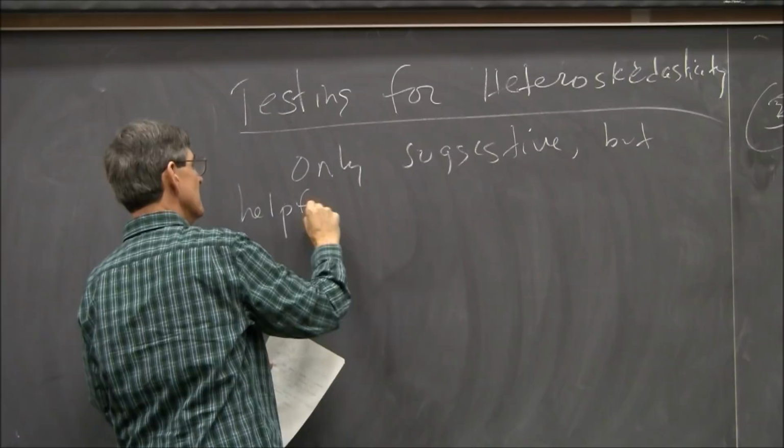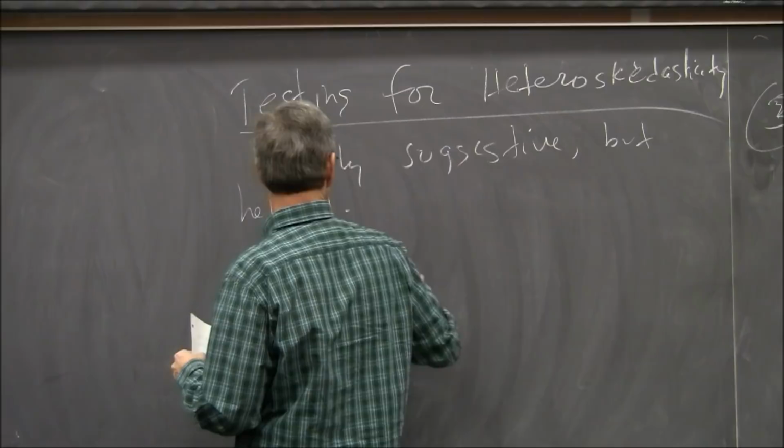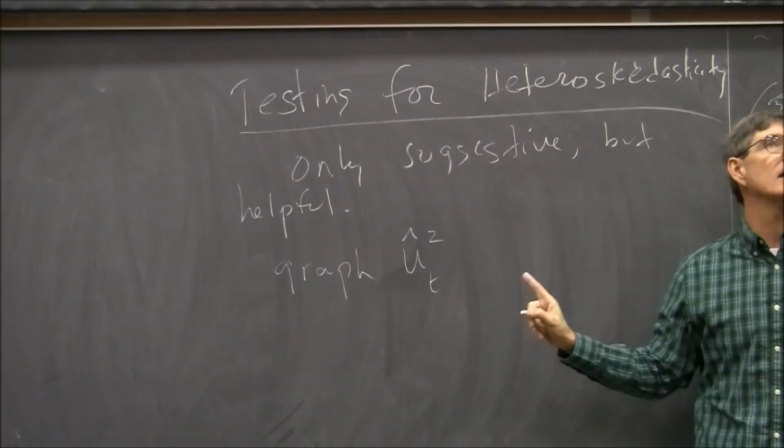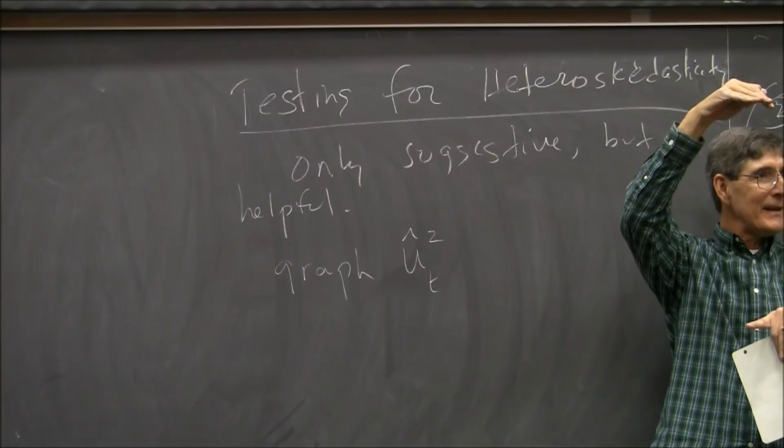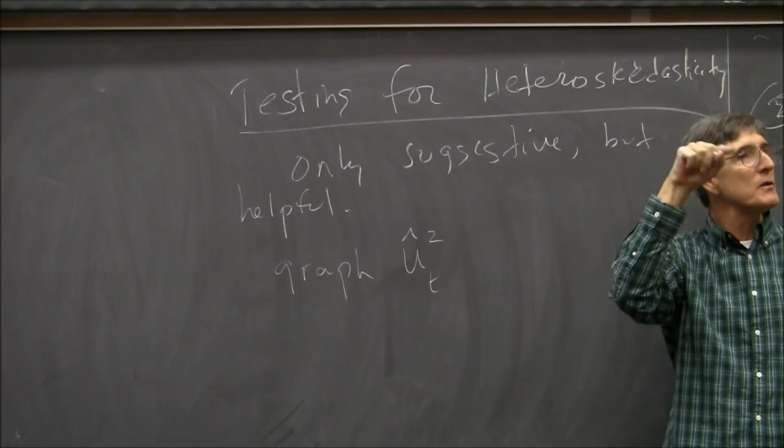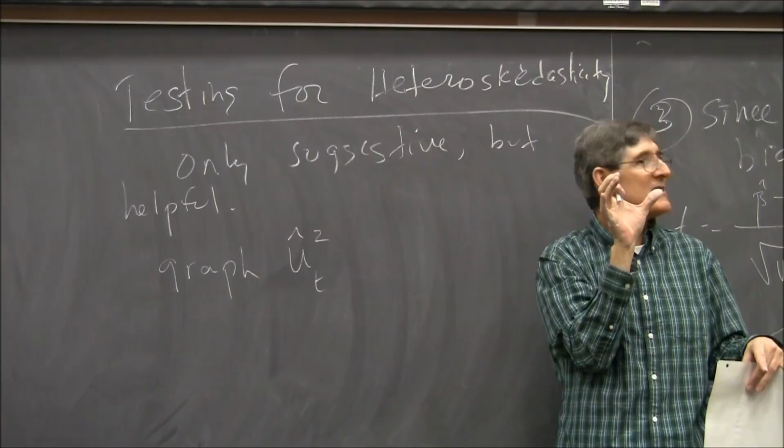Graph U hat t squared. Take your estimated errors, which in EViews is resid. It's an automatic variable. You run a regression and resid just gets put in the data automatically. You would say resid squared, R-E-S-I-D-S-Q, equals resid star resid. That gives you resid squared inside EViews. This is the stuff they're going to show you how to do in lab. I'll do some of it on Thursday too, I think.